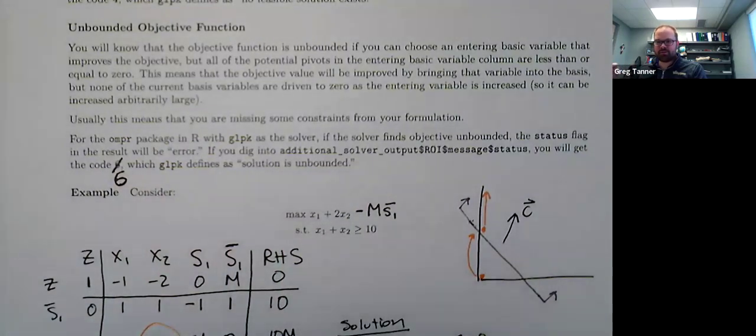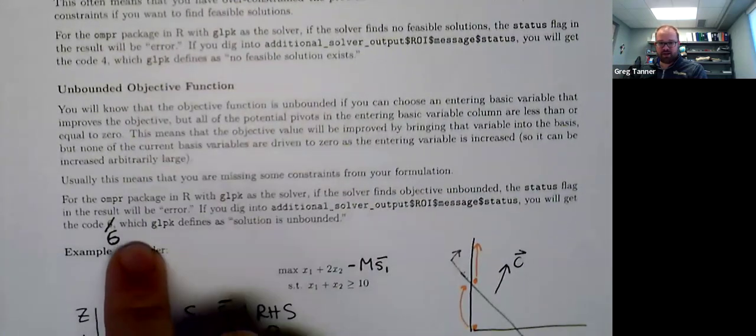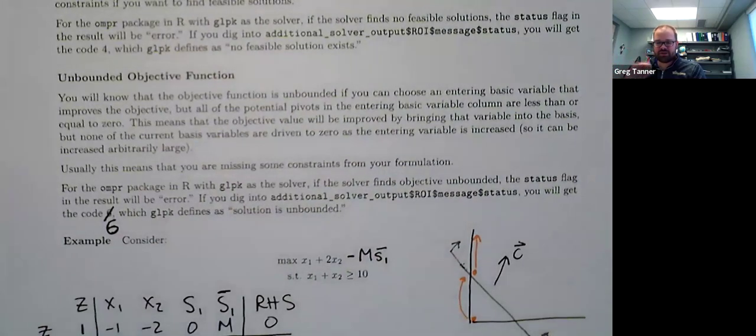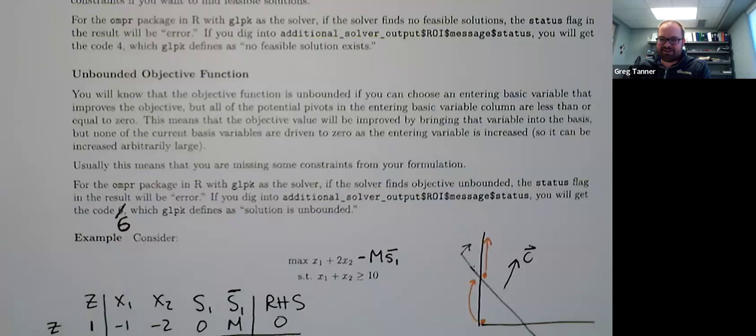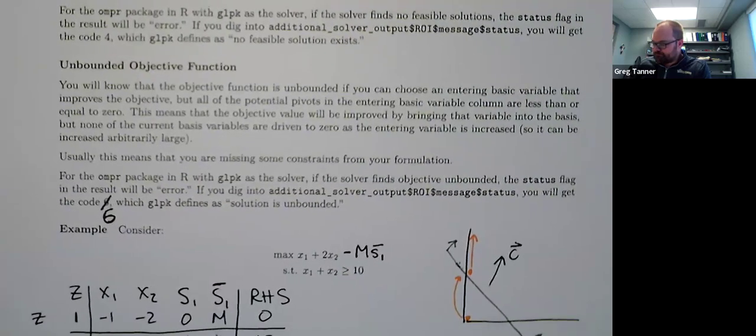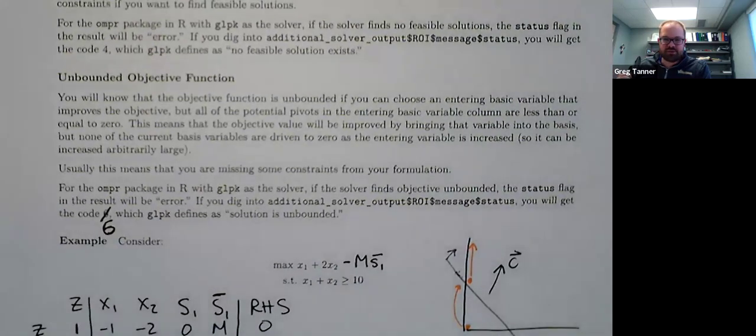So there are 3 codes. 4 and 6 are error codes. 4 is no feasible solution. 6 is unbounded. 5 for GLPK is that the solution is optimal. Okay. Most linear programming solvers use this kind of pattern of using codes to indicate the exit status, but they're not at all consistent across different solvers. And so for the GLPK solver, at least, 4 is no feasible solutions, 5 is optimal solution, and 6 is solution is unbounded.